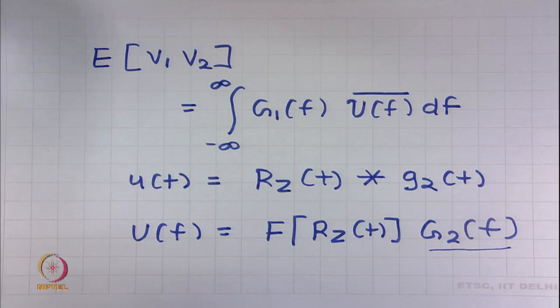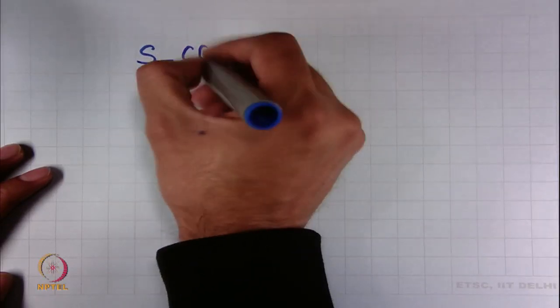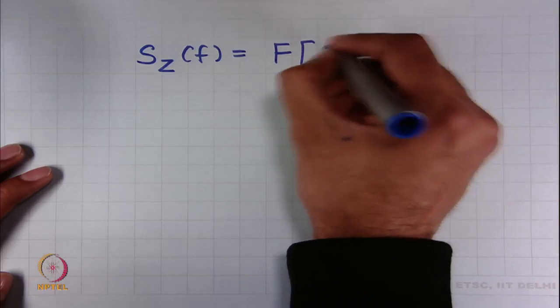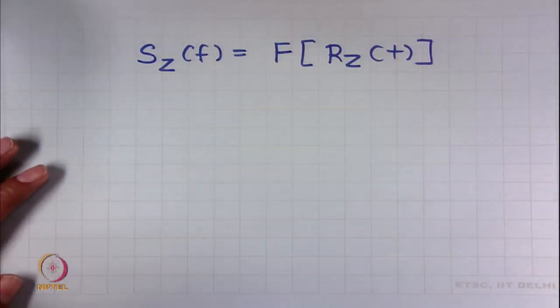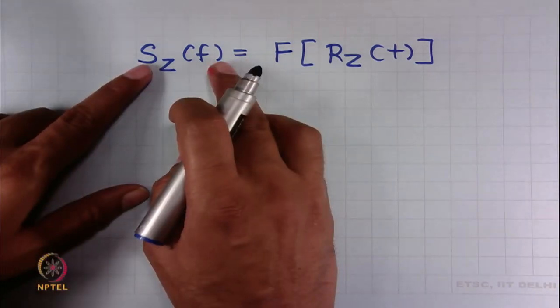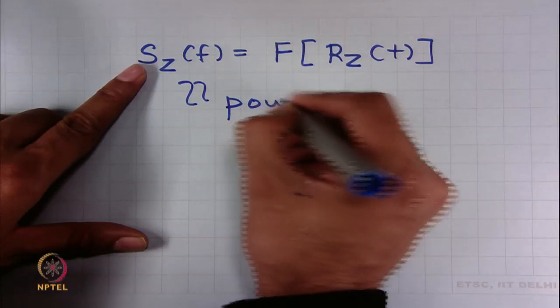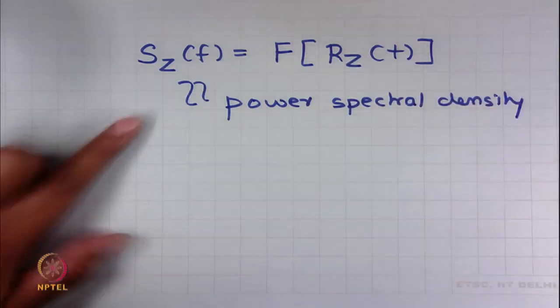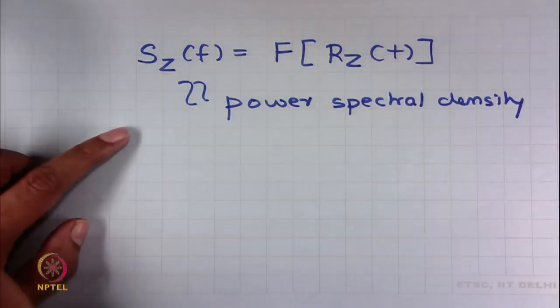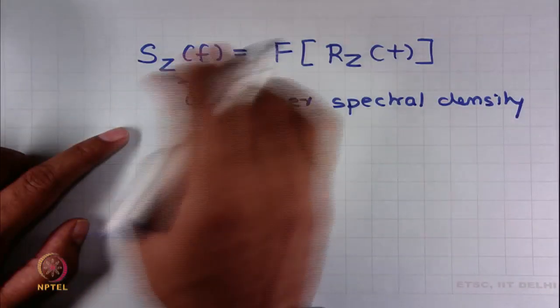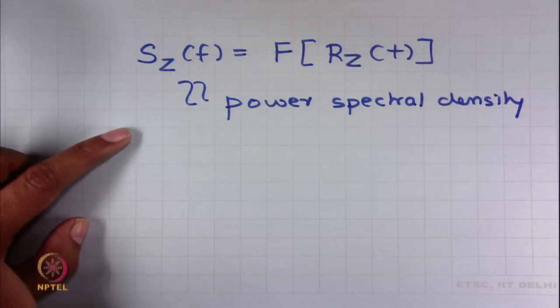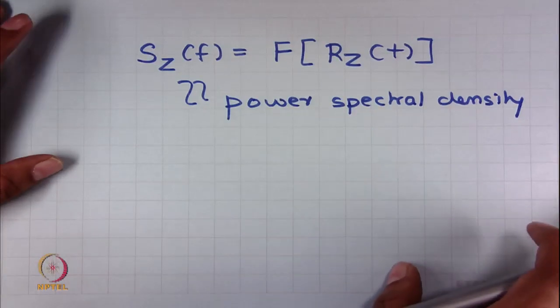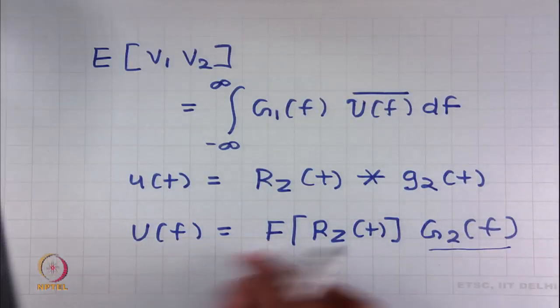Now, let me define a very useful quantity, which is Sz(f), which is nothing but the Fourier transform of the autocorrelation function. Now, this Sz(f) is known as the power spectral density. And we will look at this in more detail, but at this point it is sufficient to think of it as the Fourier transform of the autocorrelation function. Now, let us substitute this value of U(f) in this expression.